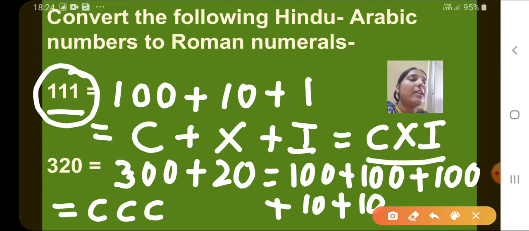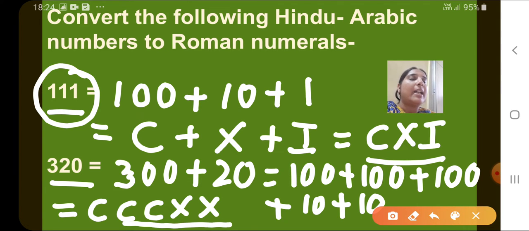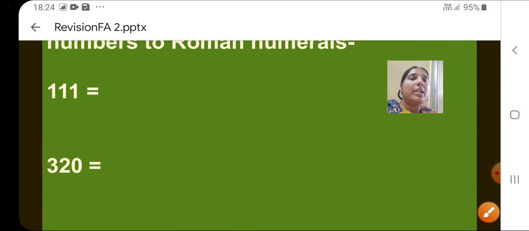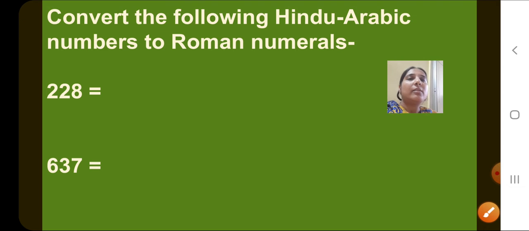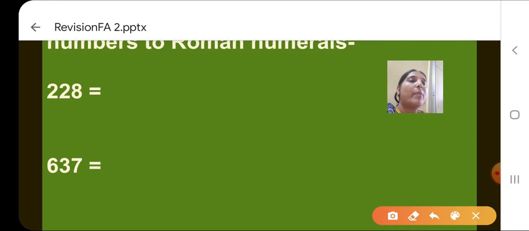And then 10 plus 10. How will we write 10 plus 10 there? That is 20. So X, that is 310, and one more 10 to get 320. So how will we write 320 here? C, C, C, X, X. Okay, 3 times C and 2 times X. Got it, children? Now let's move to the next few numbers, like 228.